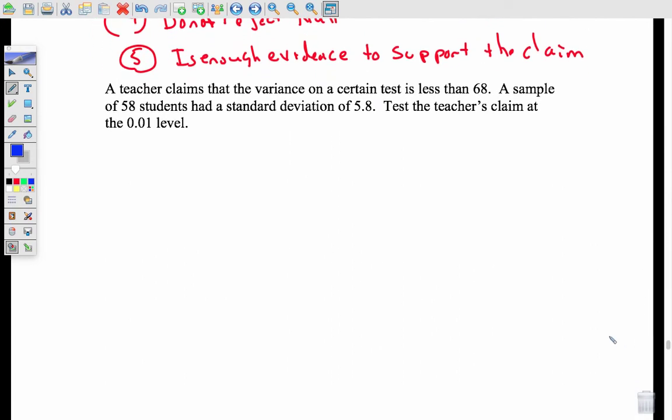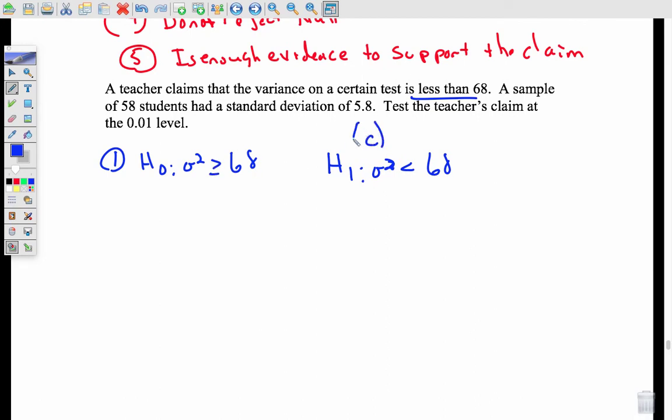A couple more times here. Teacher claims a variance on a certain test is less than 68. Sample of 58 has standard deviation of 5.8. Test the teacher's claim at the 0.01 level. Notice we're testing variance again, so there's our symbol for variance, sigma squared. Based on a variance of 68, our teacher says it's less than 68, so this is less than, which means this is greater than, and over here is our claim. We have a left-tailed test.